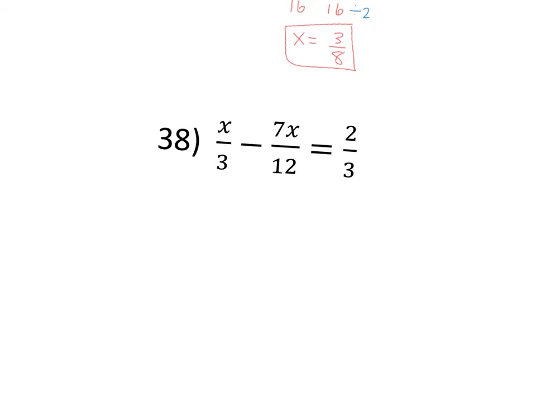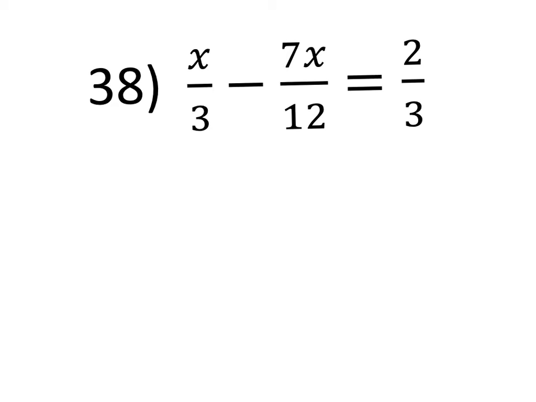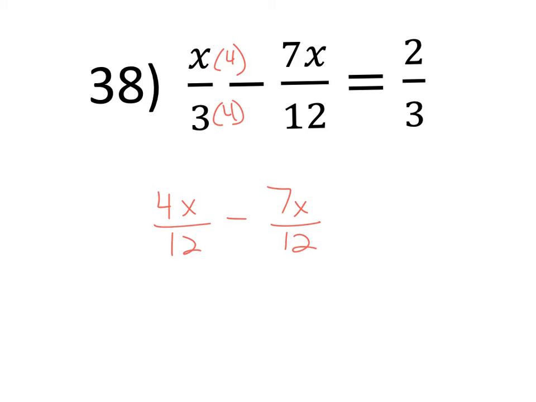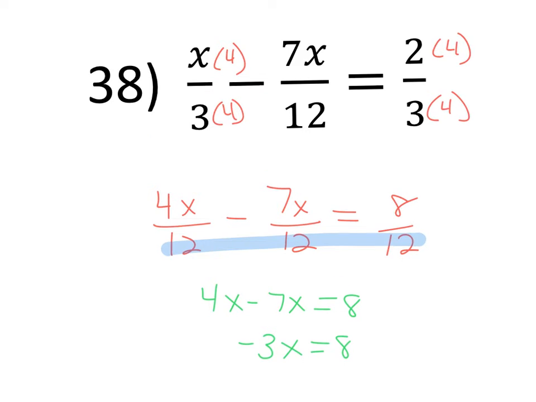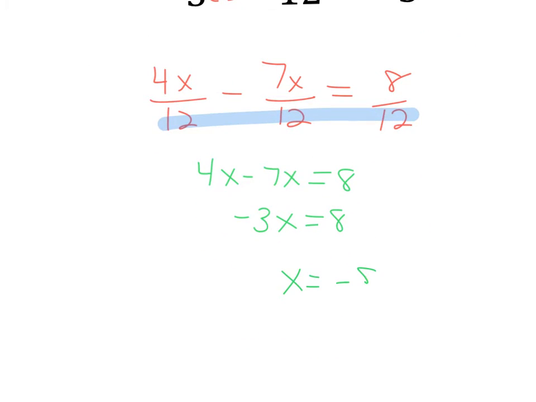All right, 38. My common denominator here is going to be 12. So I'm going to multiply by 4 and get 4x over 12 minus 7x over 12. Then I'm going to multiply this one by 4 and get 8/12. Now the bottom will drop off, so I just have what's on top left. I've got 4x minus 7x equals 8. Combining like terms, I get negative 3x equals 8. So x will be negative 8/3.